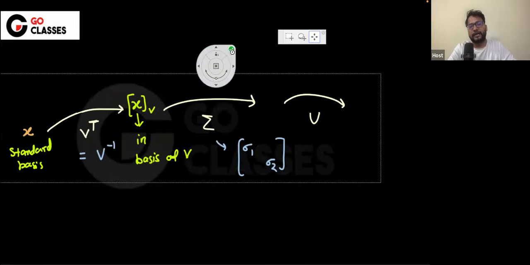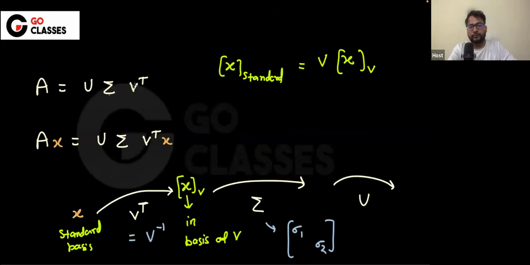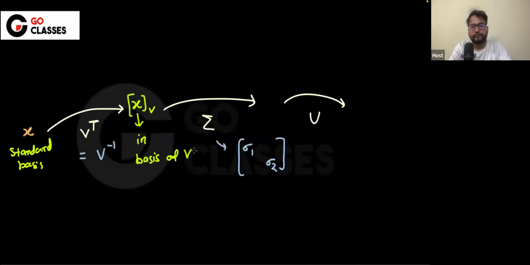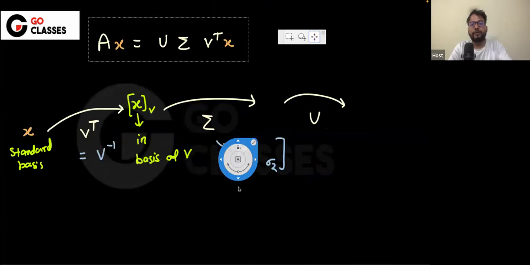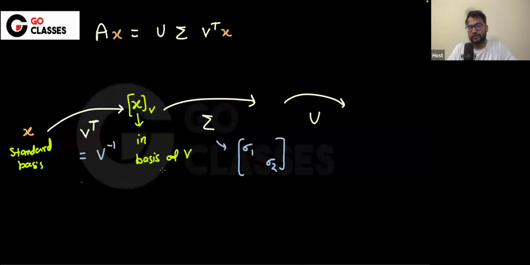So you started with this X, which is a standard basis. You will first multiply V transpose. I mean, first you don't multiply with U. First you will be multiplying with a V transpose and then with sigma and then with U, right? That's how it works. So now let me first multiply with the V transpose. If you multiply with the V transpose, you will get X in the basis of V. Then you multiply with the sigma.